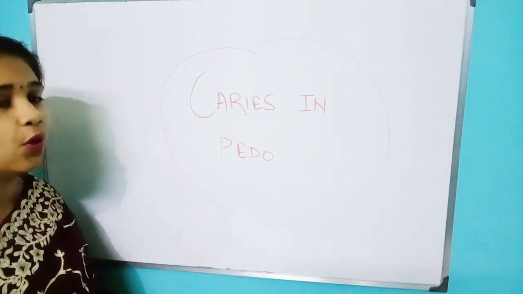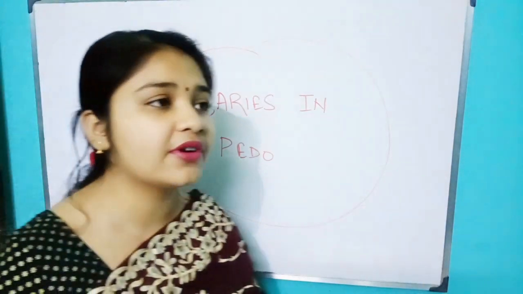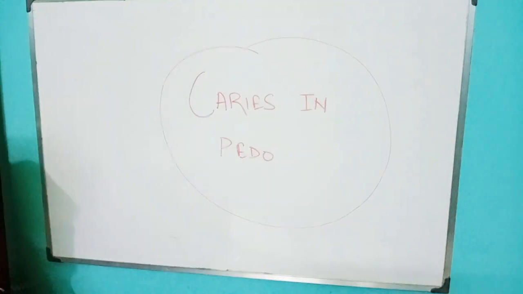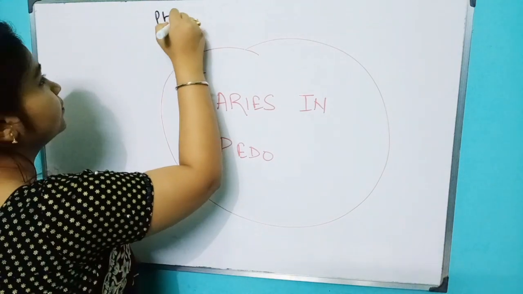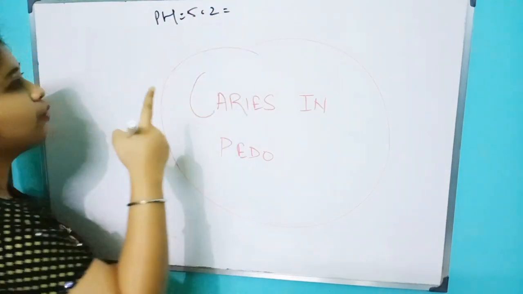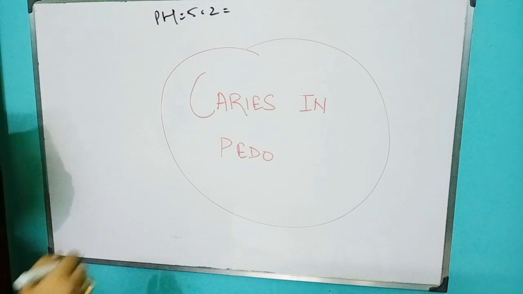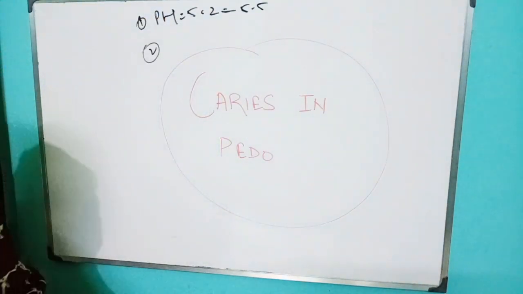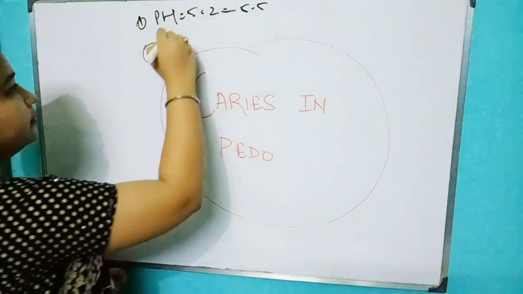So caries in pedo. What is caries? Caries is a demineralization due to the microorganism. I will just give an overview of the topics which I have already taught. Okay, first I have taught you the pH, that it starts from 5.2 to 5.5. Second thing, I have taught you about the key triad.